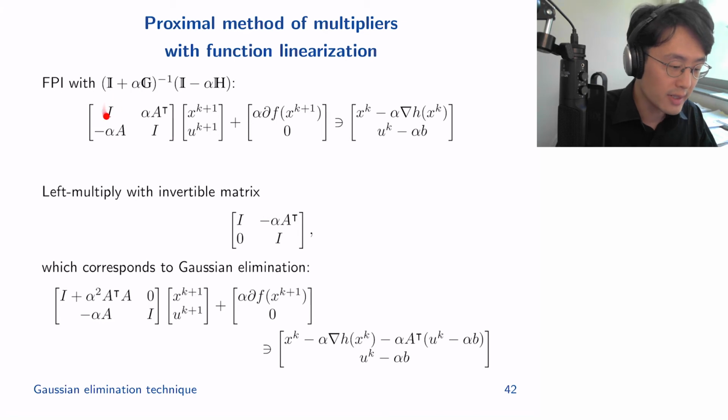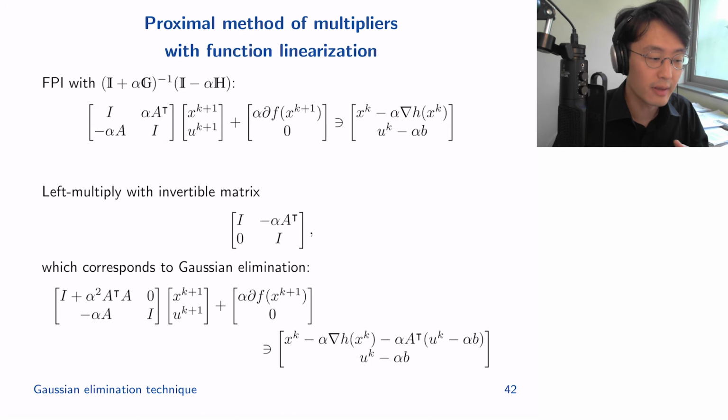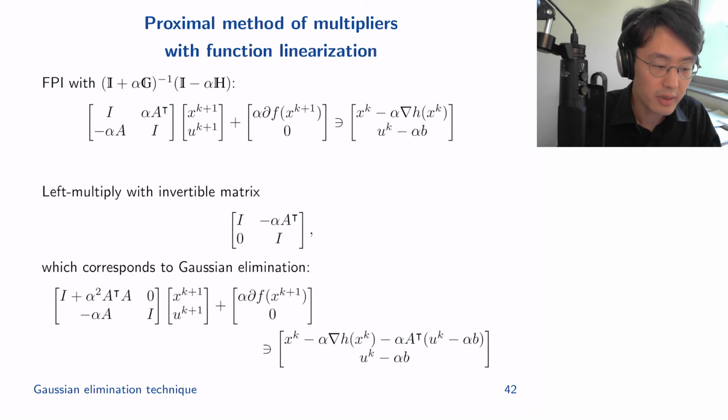Here, the identities on the diagonal of this matrix come from the identity operator. And then the skew-symmetric component comes from alpha g, and also the subdifferential operator with respect to f also comes from alpha g. If we solve for xk plus 1 and uk plus 1, that gives us an algorithm describing this fixed point iteration. But this system of inclusions is not lower or upper triangular.